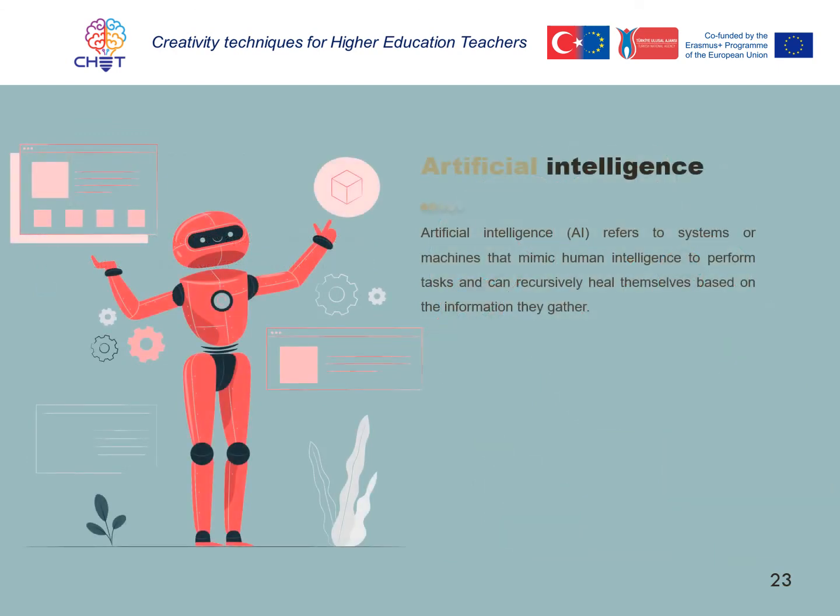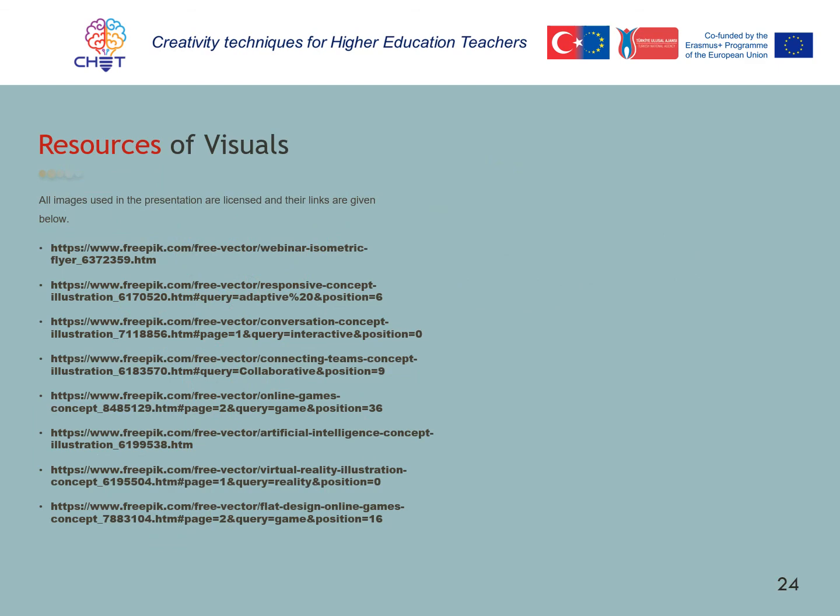The final model is artificial intelligence. Artificial intelligence refers to systems or machines that mimic human intelligence to perform tasks and recursively heal themselves based on the information they gather. If you want to reach detailed information, we have listed the references for you.